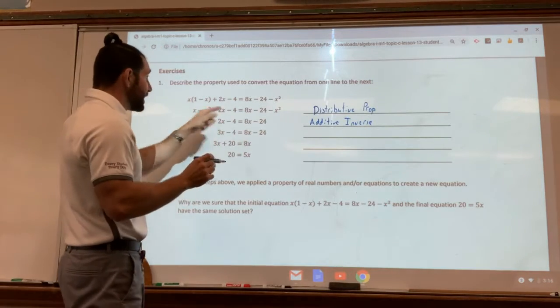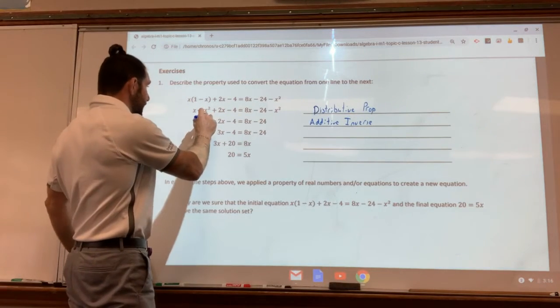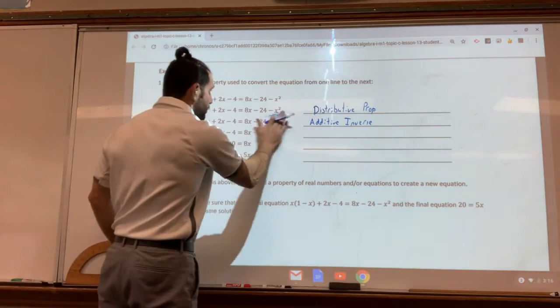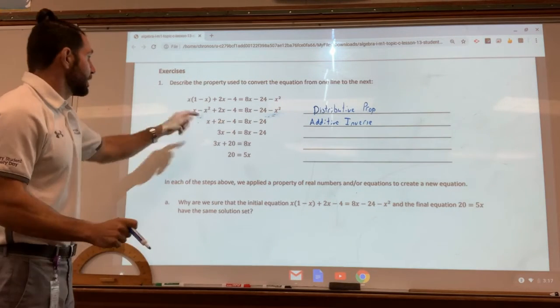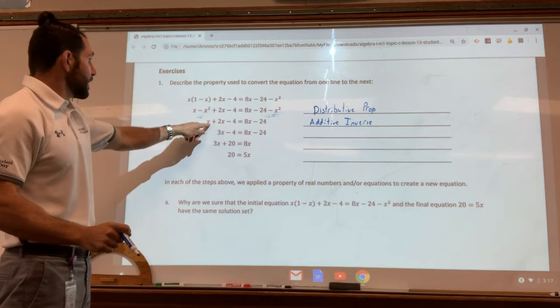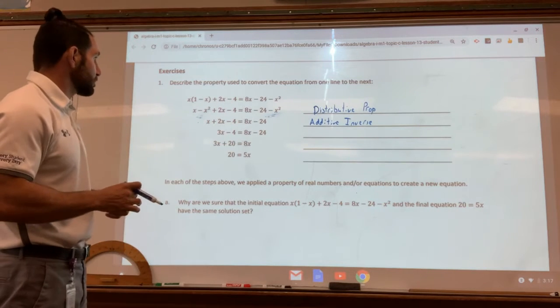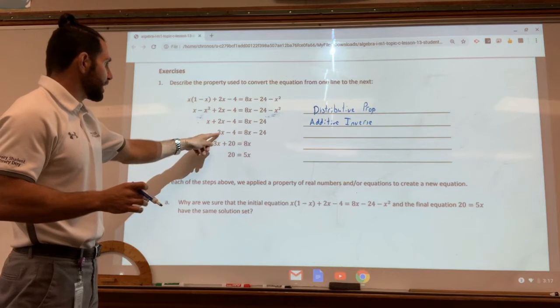Because what did we do? We added x squared to both sides. This is absolutely the additive inverse property. Use the correct terminology, EngageNY. So now we have x plus 2x equals 8x minus 24. So that's good. Then we got 3x.